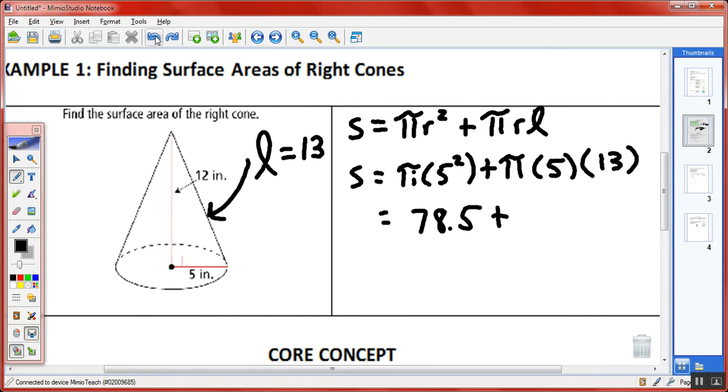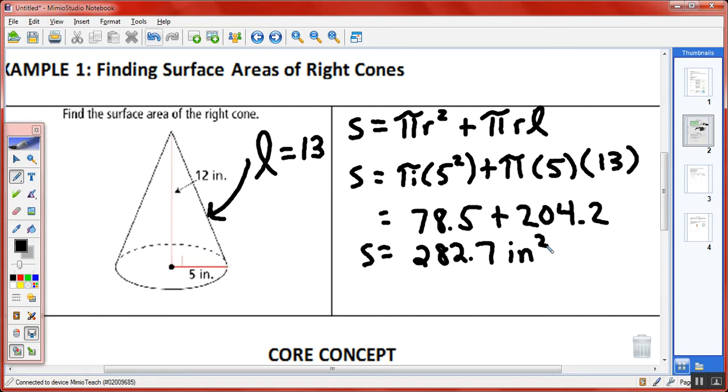I think you went 5 squared times 13. Yep. Okay. So what was it? 204.2. What are you going to do with those two values to get your total then? Add. So that would be what? 282.7. And we're talking area, so this would not be cubic units, this would be square units, so square inches. Okay? So that's what we would have there.